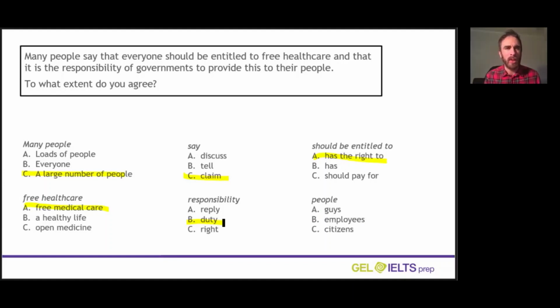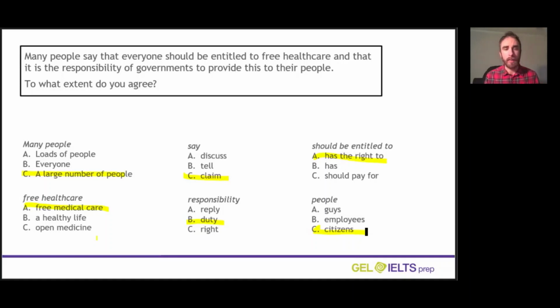Finally, people. What could we say instead of people in this context? Look at the next question below this video and choose the correct option. The correct option is C, citizens. In this context, we're talking about people in a country, so citizens is a good synonym.